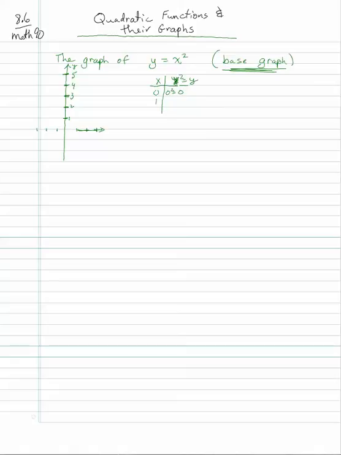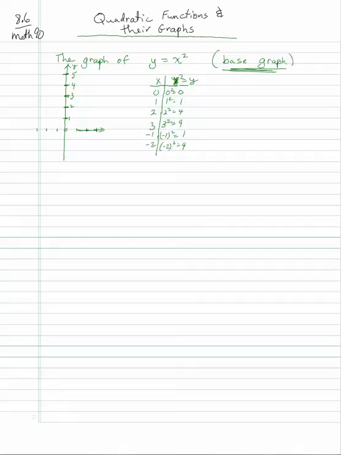If I plug in 1, 1 squared is 1. Plug in 2, 2 squared is 4. 3, 3 squared is 9. And then when I do the negatives, negative 1 squared is 1. Negative 2 squared is 4. And I learn about the shape of a parabola, y equals x squared.